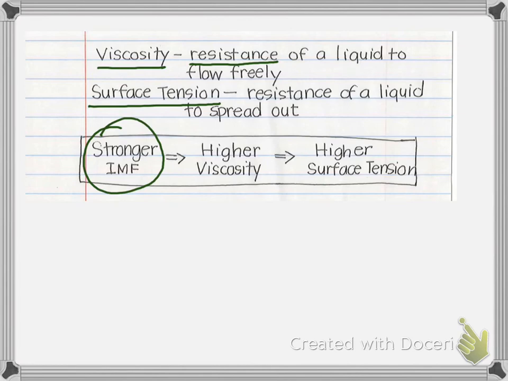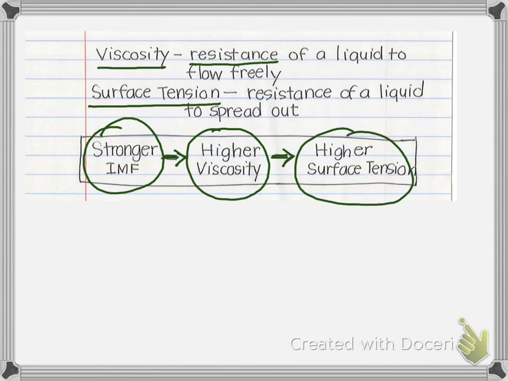The stronger the intermolecular forces, the greater the resistance to flow because the molecules are all held together, and so you have a higher viscosity. Stronger intermolecular forces would also make the liquid resist spreading out, and so stronger intermolecular forces lead to higher surface tension.